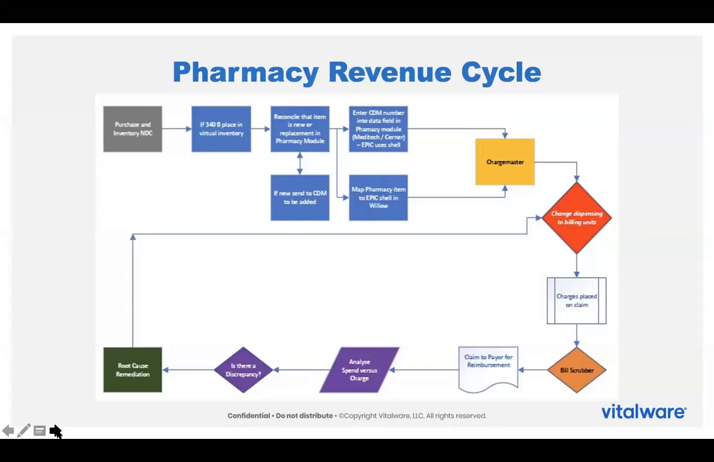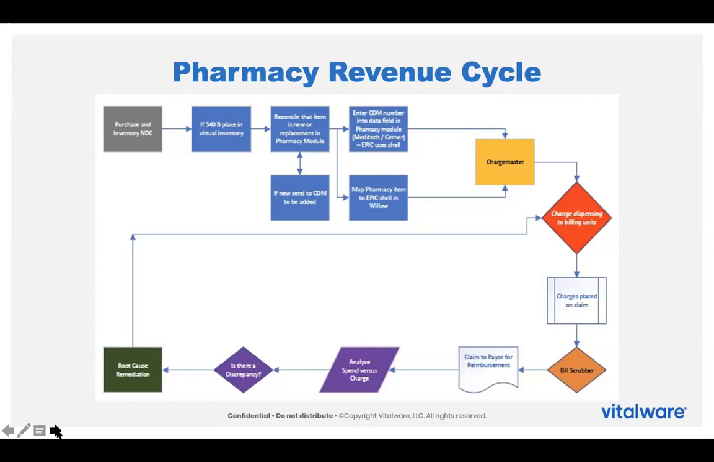Then you go in from the charge master and do the mathematics to change the dispensing unit to the billing units. That's your second area of failure. And then the charges are placed on the claim. It goes through a scrubber and the claim goes to the payer for reimbursement.